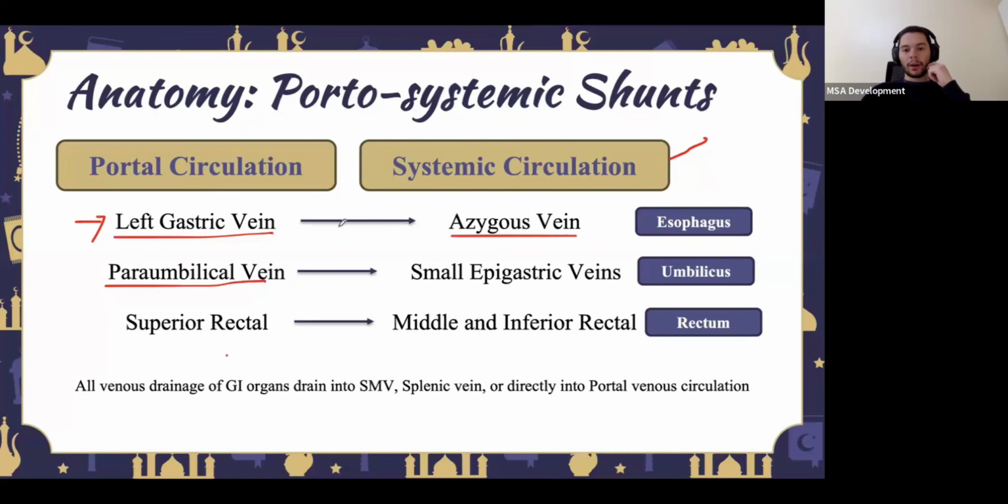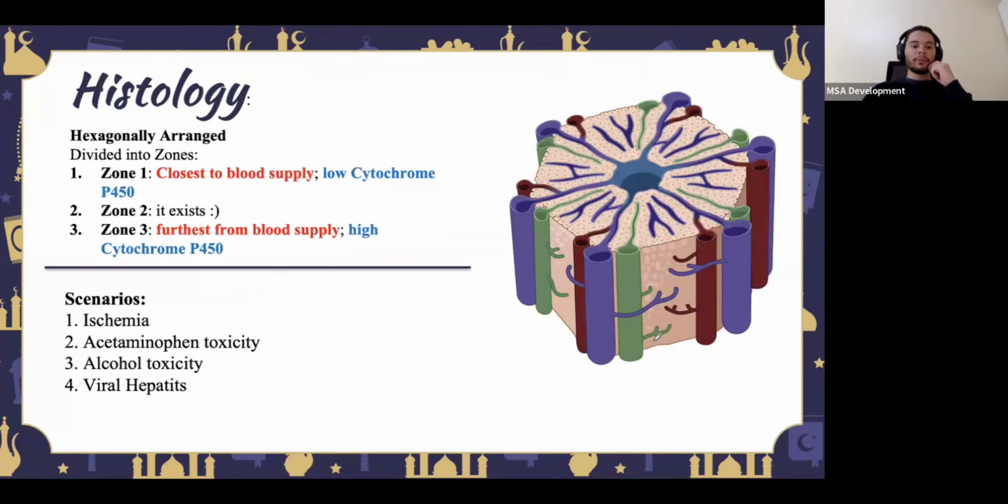And this happens by connecting to the azygous vein, and this would lead to certain pathologies such as esophageal varices. Paraumbilical would drain into the small epigastric vein, leading to caput medusae. And finally, you have the superior rectal draining into the middle and inferior rectal, which could develop as internal hemorrhoids. Okay? Right.